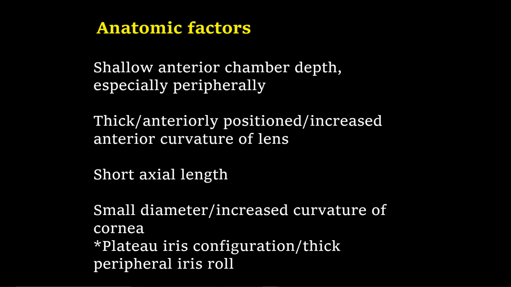Now, what are the anatomical factors? Again, the same thing: shallow anterior chamber depth. If the anterior chamber depth is shallow, there are more chances of angle closure. Then, a thick or anteriorly positioned lens, either the lens is thicker or it is positioned anteriorly. Short axial length is the same, small size of the eye, small diameter, increased curvature of the cornea, and sometimes plateau iris configuration, that is, the iris is inserted anteriorly on the ciliary body, causing a decrease in the depth of the anterior chamber.